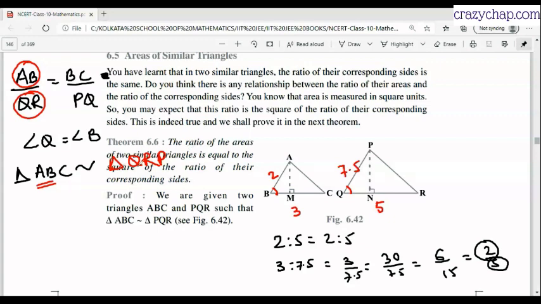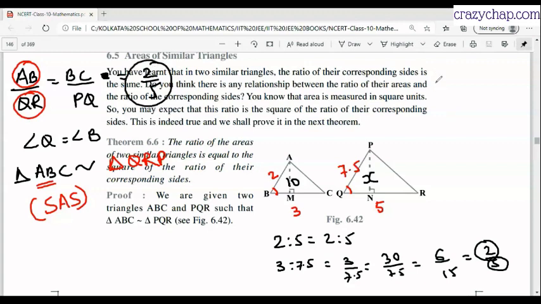How did we prove they are similar? By side angle side. Now this theorem says that if they are similar, and we proved they are similar, and let's say triangle ABC's area is 10, what will be the area of triangle PQR? What we learned in this theorem is that the side ratio is squared. So what is the side ratio? 2:5.